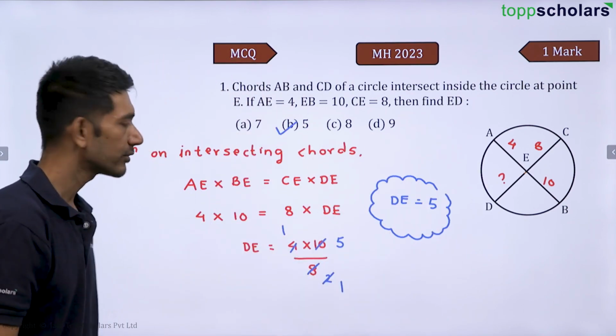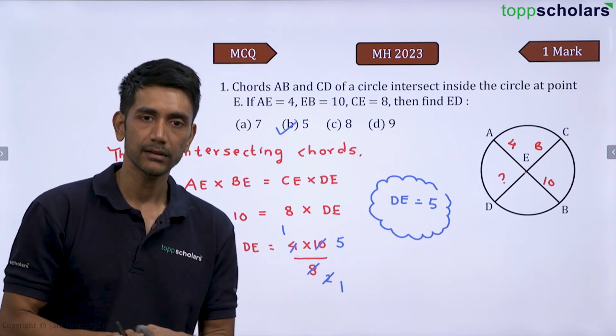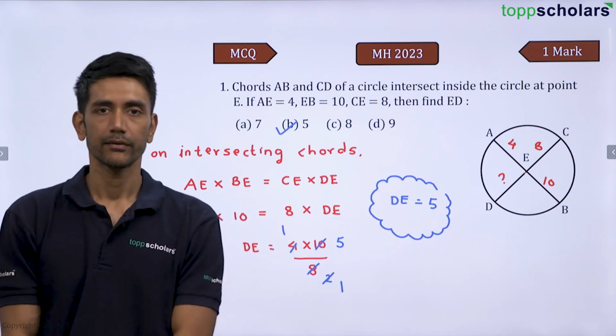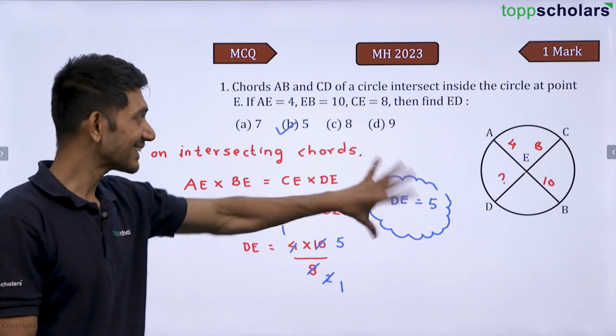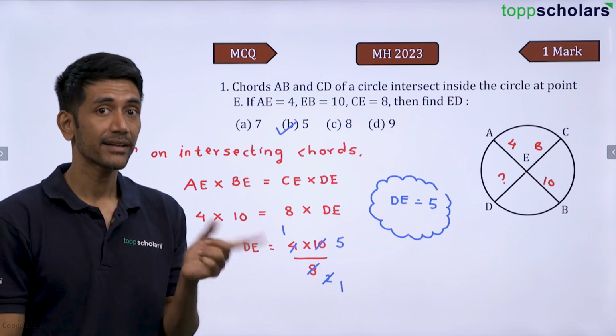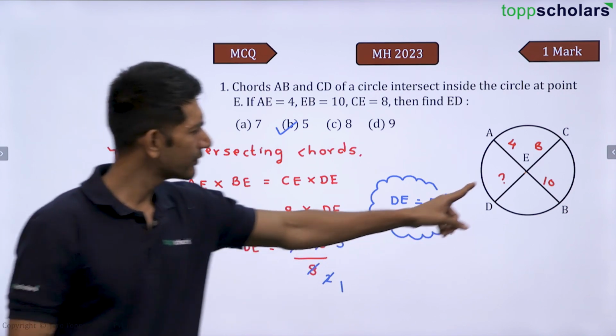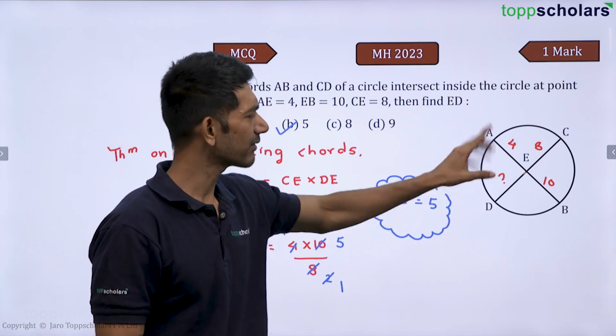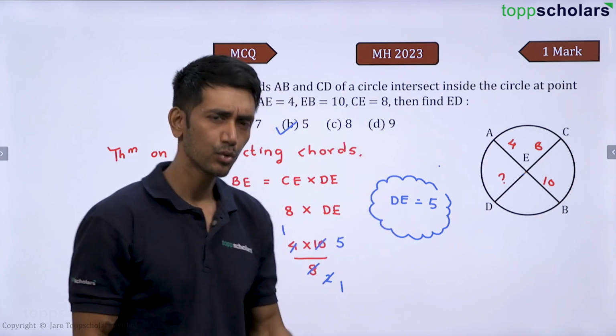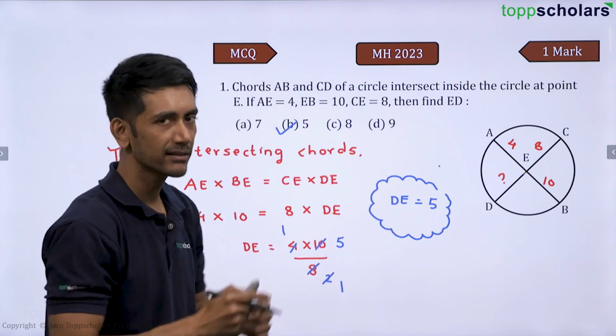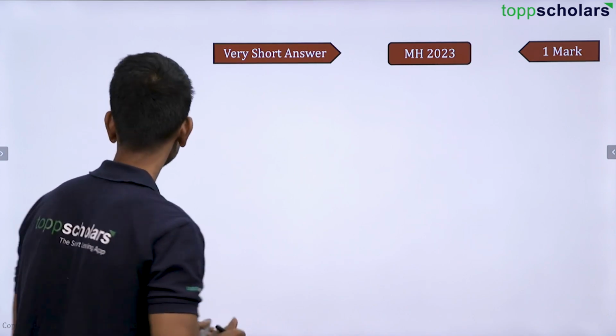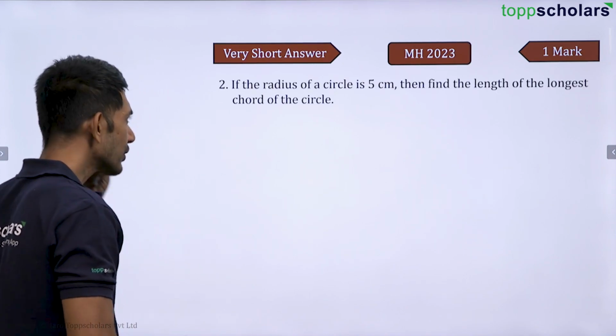Theorem on intersecting chords. So two chords, if they intersect inside the circle, then this is how we can represent it. If they intersect inside the circle, there is a condition for intersecting outside the circle also. So if this point E is outside, doesn't matter. It remains the same. Two chords intersect outside the circle. Correct? Okay. So easy question.